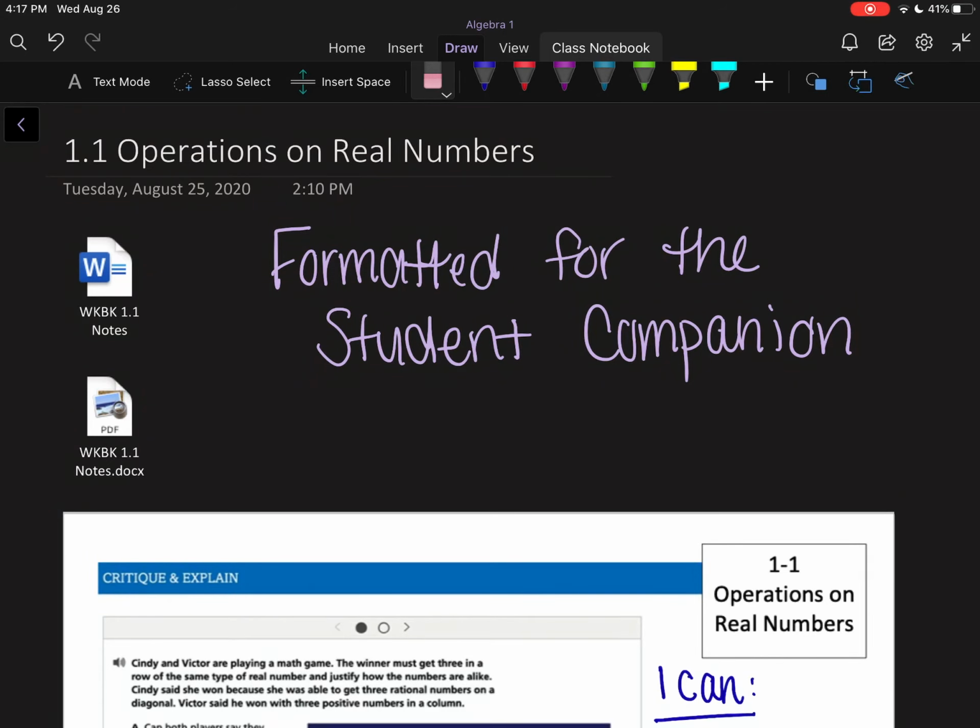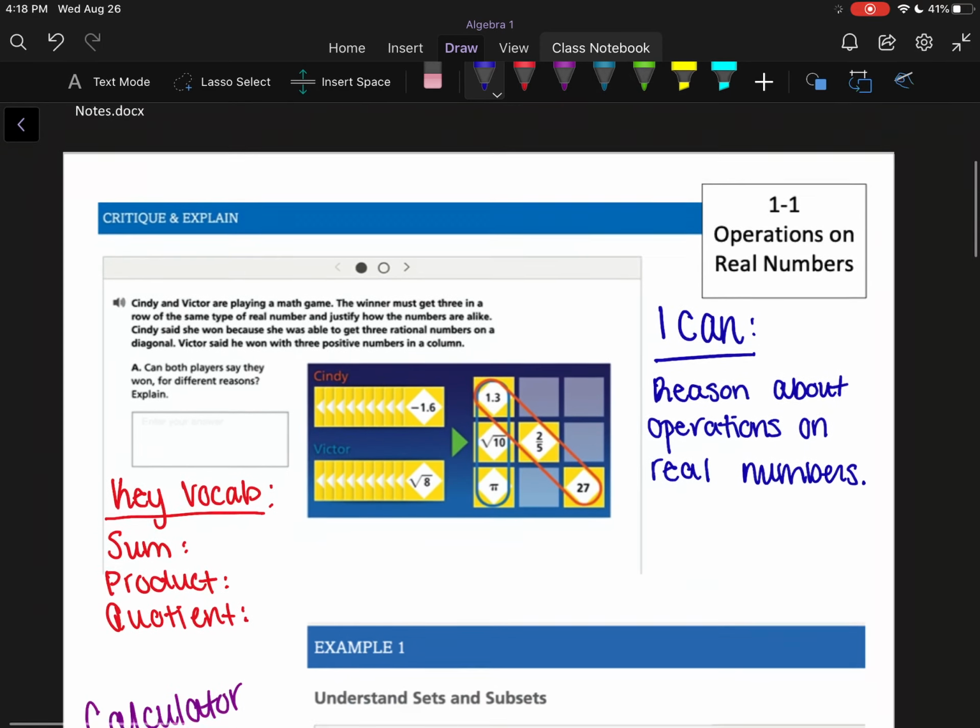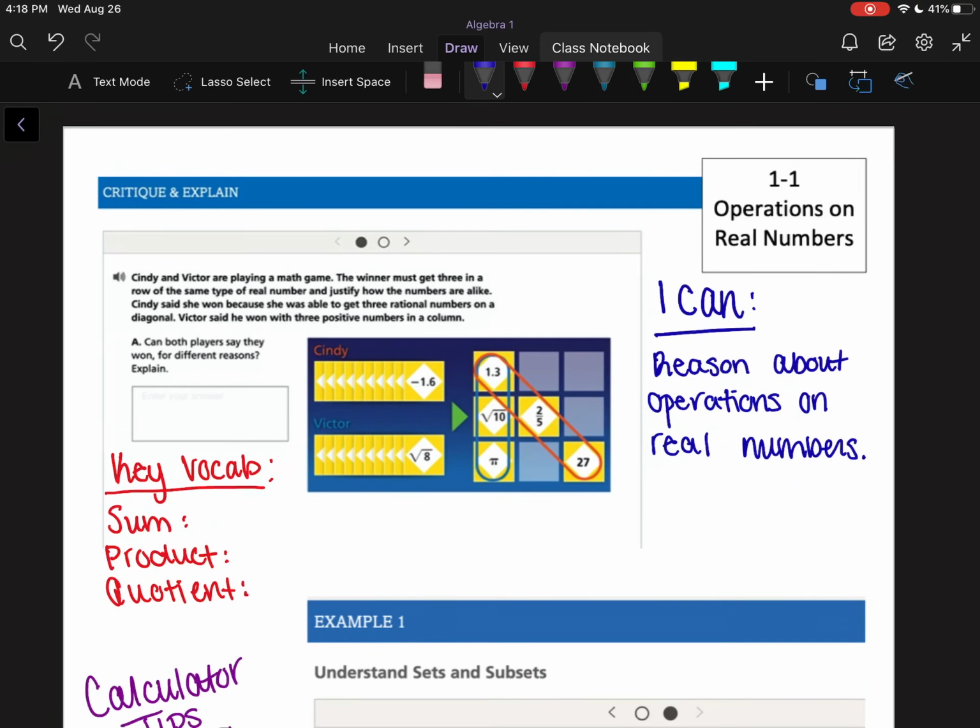This is notes for Algebra 1, Section 1.1, Operations on Real Numbers, that is formatted specifically for the Student Companion. Students, on page 1 of your Student Companion where you see Critique and Explain, underneath 1-1, Operation on Real Numbers, pause and write down your learning target. I can reason about operations on real numbers.